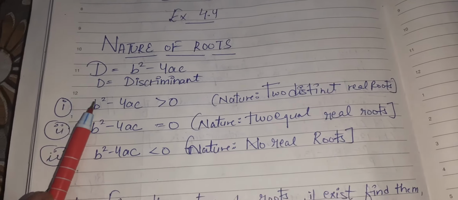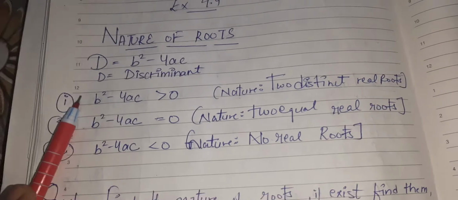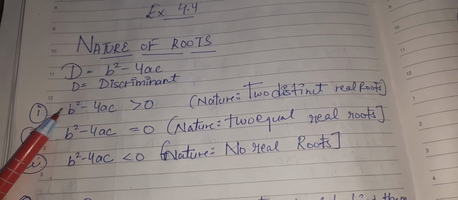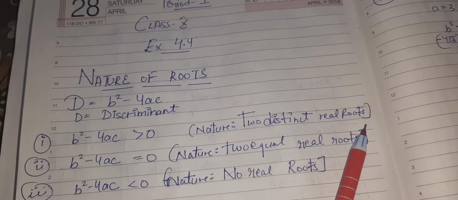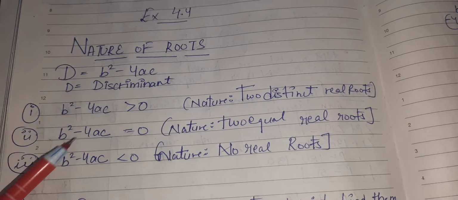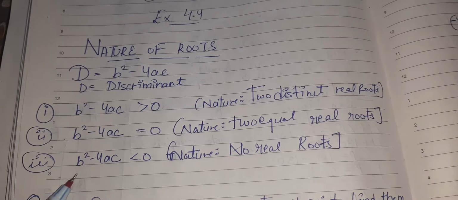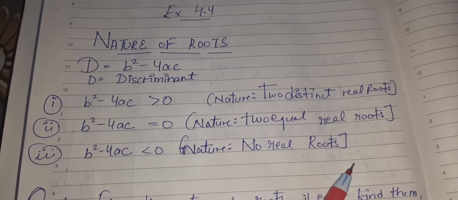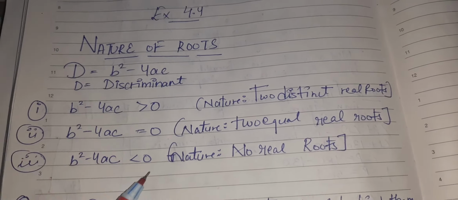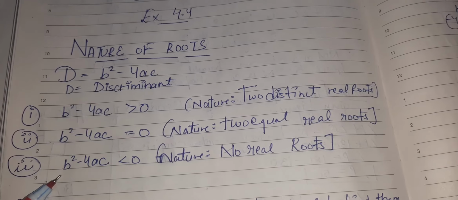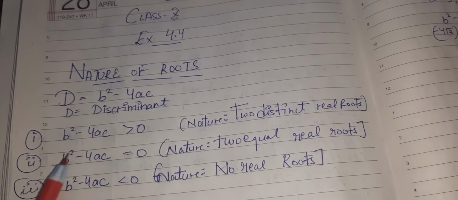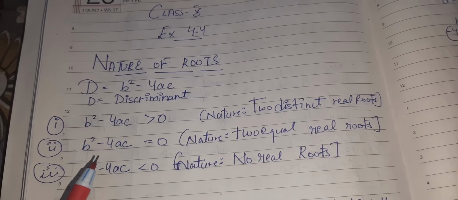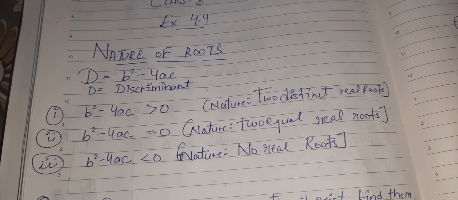That means trick. Now take the trick. B square minus 4ac, if its answer is positive, then two distinct and real roots. If the answer is 0, two equal real roots. If the answer is negative, no real roots. Rather than learning the sign, just learn positive, 0, negative. Positive, you will have two distinct roots. 0, you will have equal roots. And negative, you have no real roots.